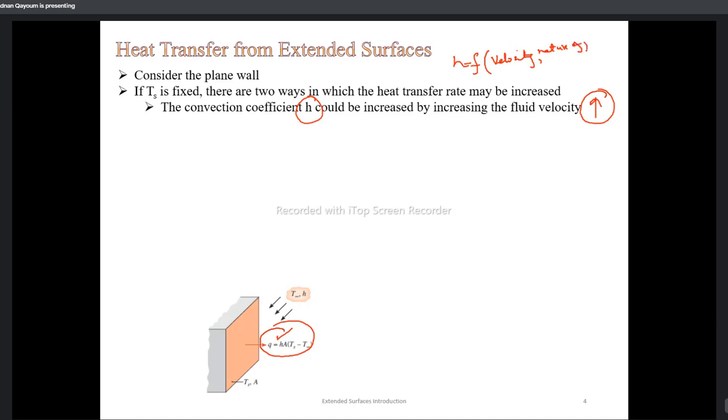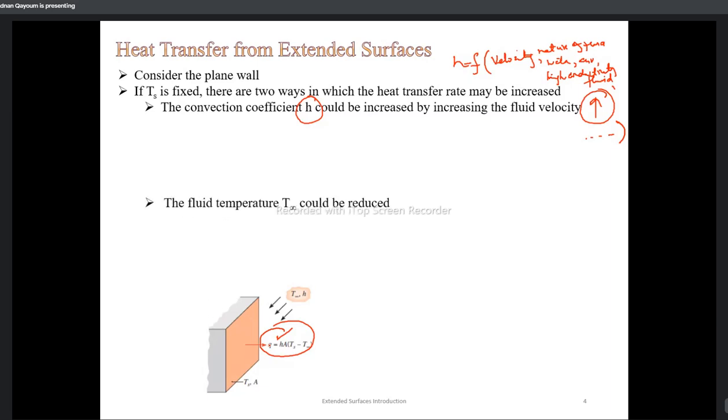Like thermal conductivity, dynamic viscosity of the fluid, something like this. It's also dependent on orientation and other things. So h is quite a complicated thing. The point is, we can increase the heat transfer rate by increasing h. So one way is we can enhance heat transfer by increasing h. Okay, fine.